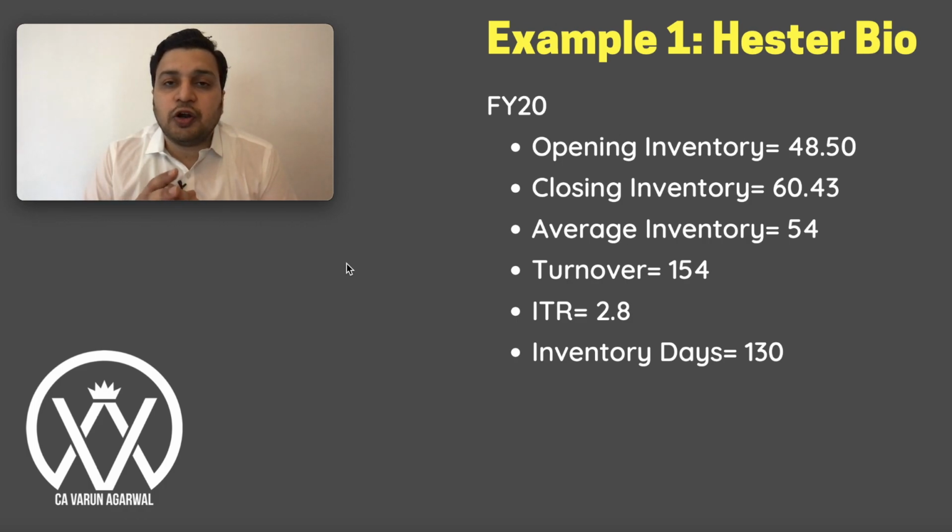Opening inventory was about 48.5 crores, closing about 60.43 crores. Average inventory was coming to about 54 crores. Turnover for that year was about 154 crores. So if you divide 154 by 54, you get an ITR of about 2.8 and inventory days of about 130.